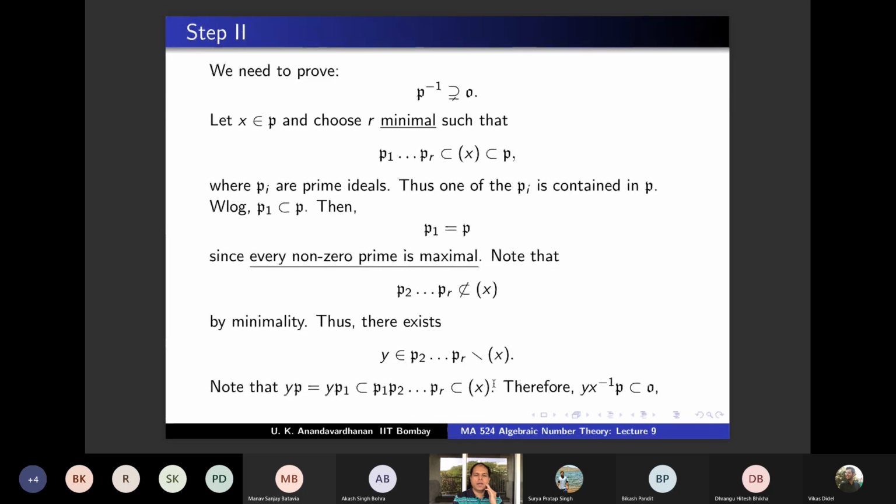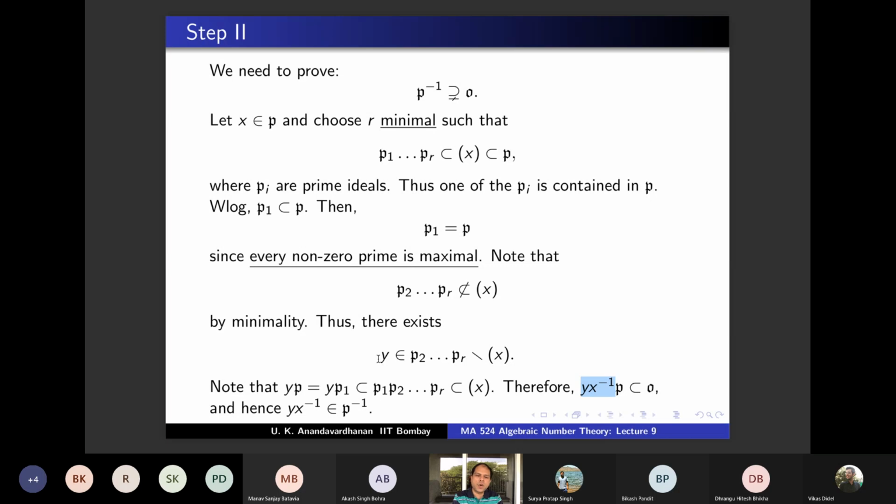Therefore, y times x inverse times p is contained in O, right? This is x times O. So if you multiply by x inverse on both sides, y x inverse p is contained in O. But this implies y x inverse belongs to P inverse. Agree? That was the definition of P inverse. P inverse consisted of all those elements of K with the property that alpha times P is contained in O. So because of this, y x inverse belongs to P inverse by the definition of P inverse.